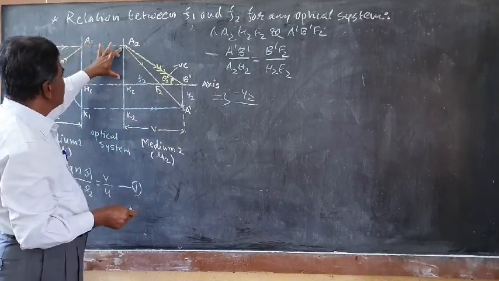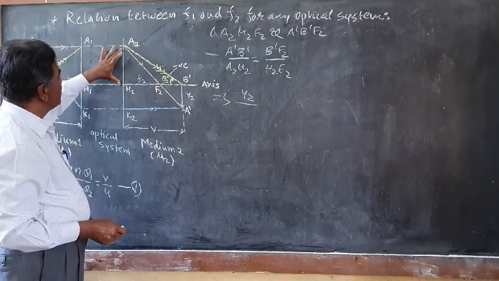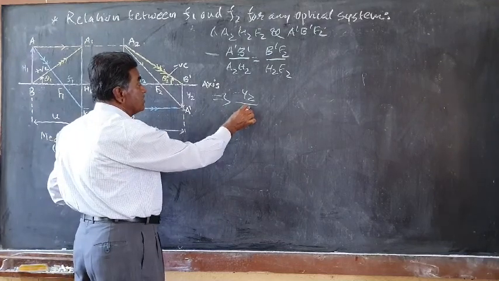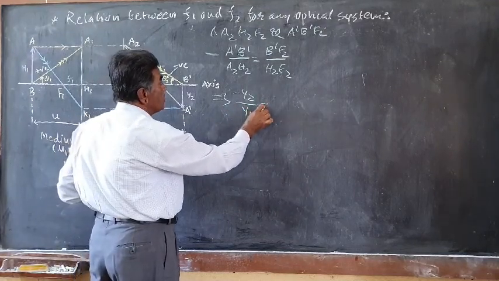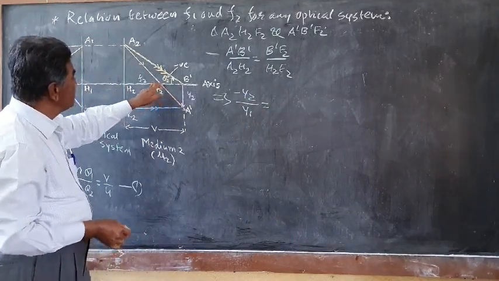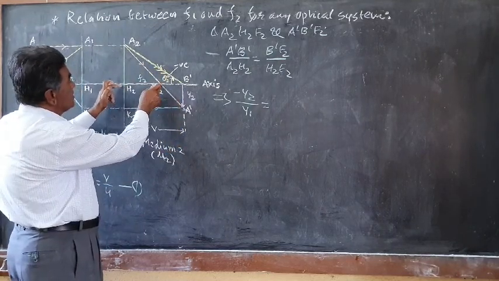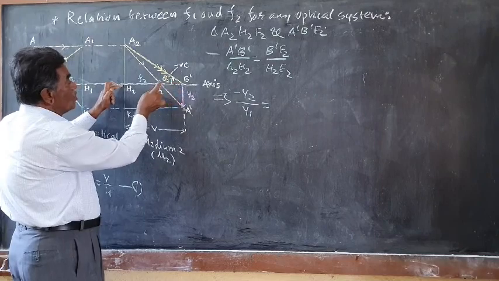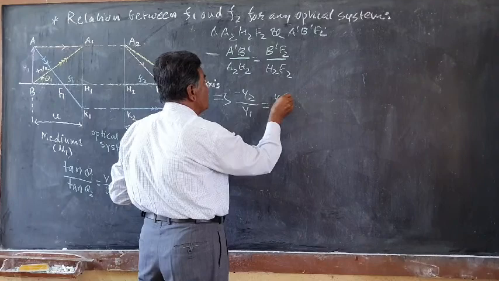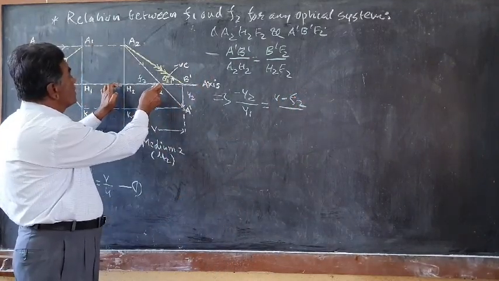The distances which are measured above the principal axis are taken as positive, and this E2 S2 is nothing but y1. This will be equal to B dash of 2, which is this distance. The total v distance minus this distance gives this distance, so v minus f2, divided by S2 F2.